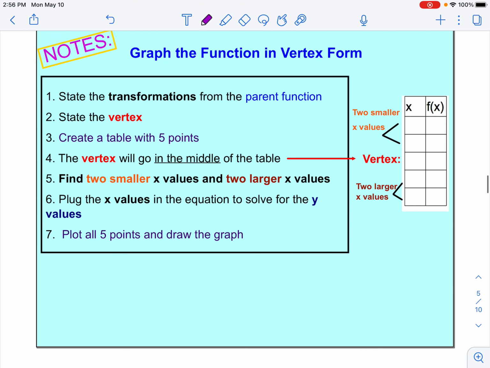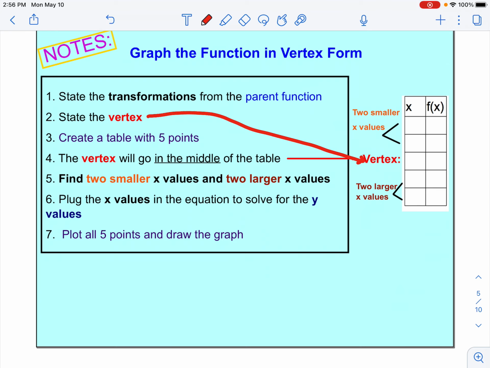So we can use that idea to put the vertex in the middle of a t-table, and then we can choose additional values for x, plug them in to get the f of x or y values. So this is kind of the steps that we do. We state the transformations so that we can put the vertex into our t-table.